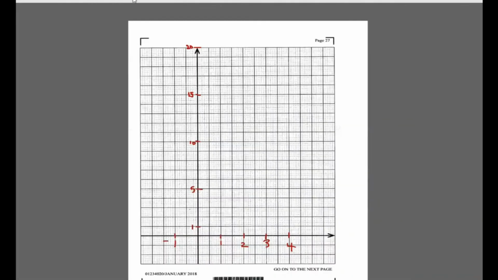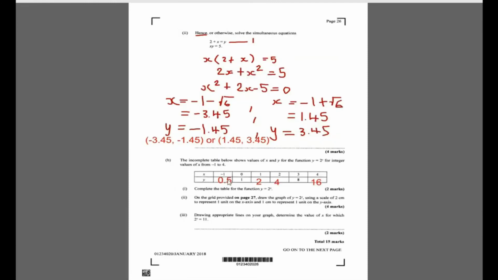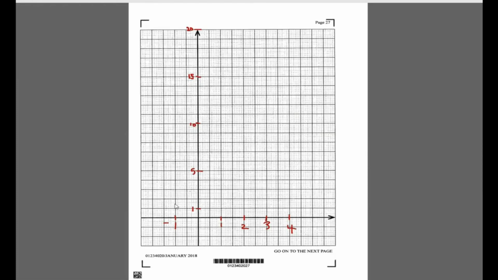We know that when x is negative 1, y was a half. Just to check again, x is negative 1, y is a half. So where's a half? If this is 1, a half is going to be somewhere here. When x is 0, y was 1. I think I'm going to use black for the points. When x was 0, y was 1. When x is 1, y was 2.